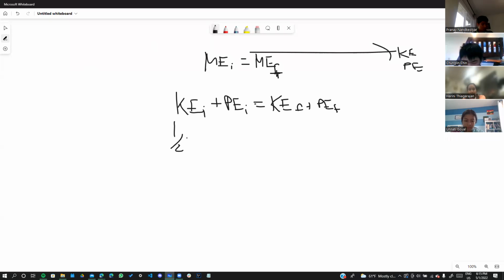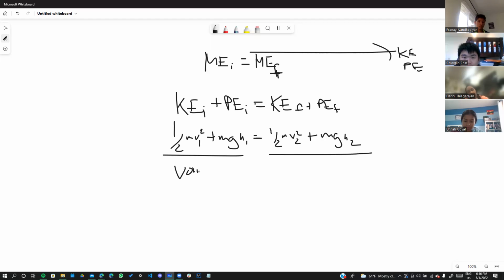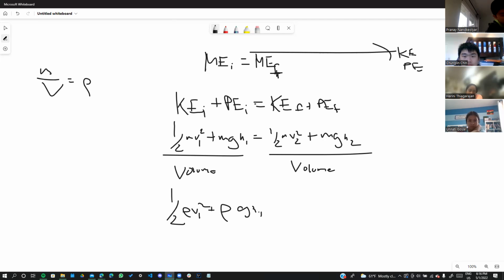Okay, so kinetic energy is half mv squared, and potential energy is mgh. I'm just going to label initial as 1, so half mv squared of 1 plus mgh of 1 equals half mv squared of 2 plus mgh of 2. Okay, now if we do a very fascinating thing and divide everything by volume, then what we get is mass divided by volume, right? That's nothing but rho, or density. So then basically now we have this equation: half rho v1 squared plus rho gh1 equals half rho v2 squared plus rho gh2.